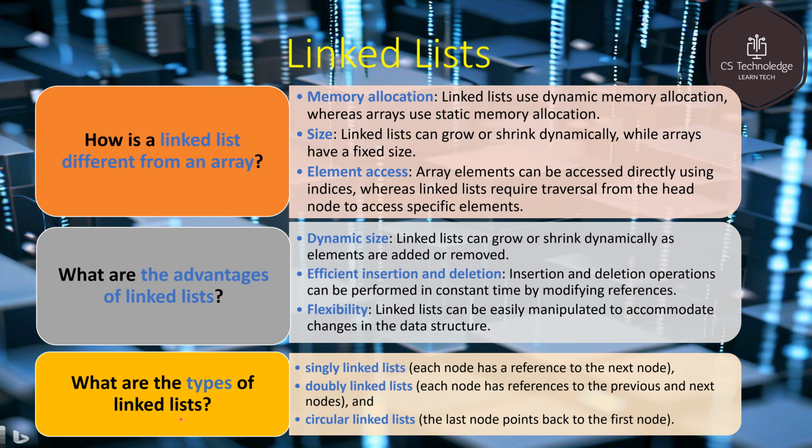So what are the types of linked lists? There are three main types. One is the singly linked list, where each node has a reference to the next node. Doubly linked list, where each node has a reference to the previous as well as the next node. And circular linked list, where the last node points back to the first node.